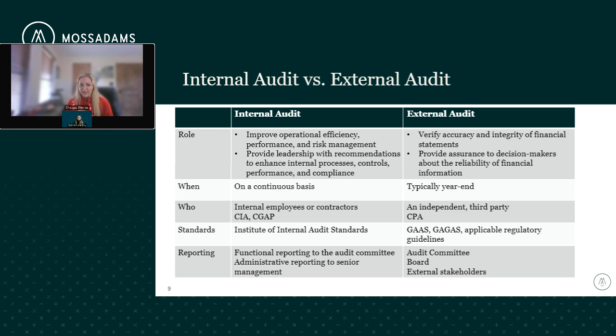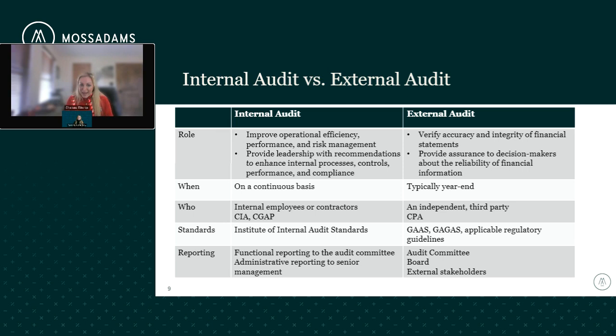The role I think is really important. So with internal audit, we are looking at operational efficiency. We're looking at performance enhancement, as well as risk management. And who do we report to? We report to leadership, making sure that they agree with recommendations. They think that this is something doable, really driving home those internal processes and controls.